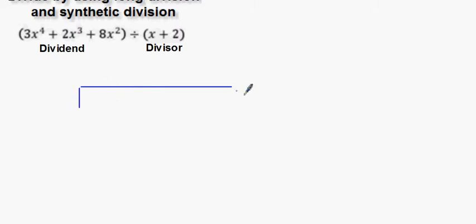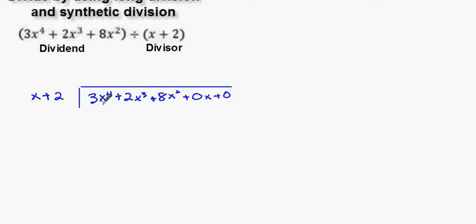So we're going to create a half a rectangle here, as you see, and we're going to put the dividend inside. So we'll start here with 3x to the fourth plus 2x cubed plus 8x squared. And now we don't have an x or a constant, so we're going to fill in 0x to the first plus 0 for our constant. So our dividend goes inside. Our divisor is out to the left, x plus 2.